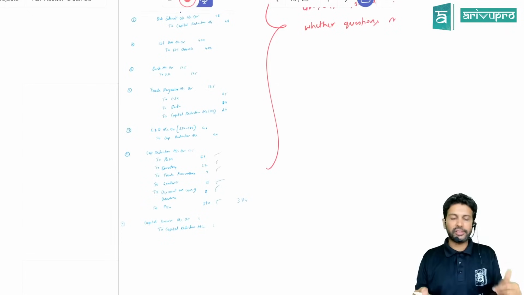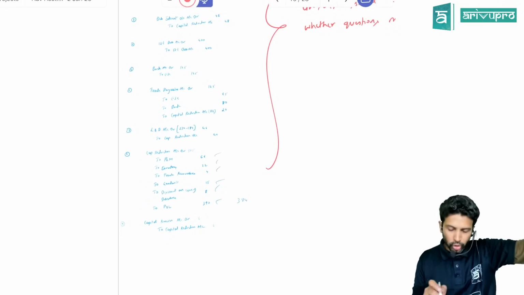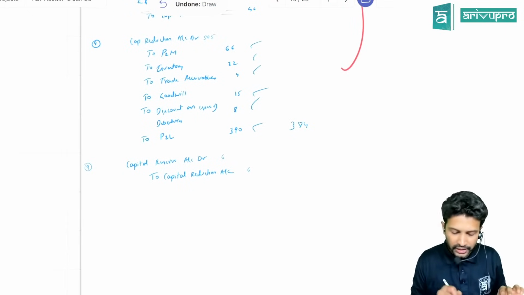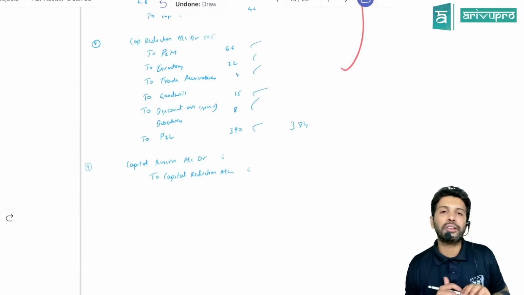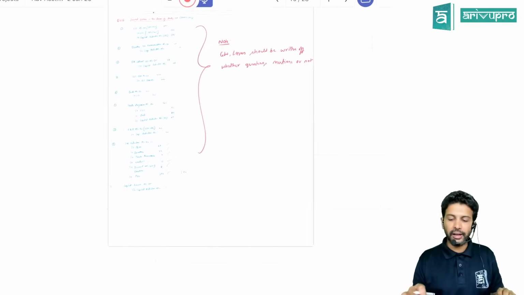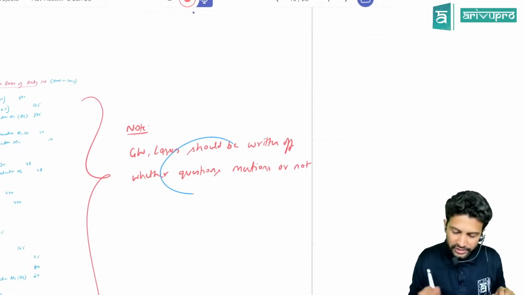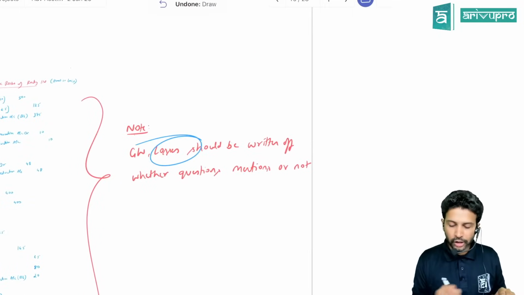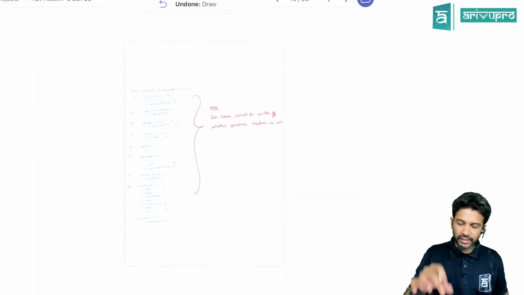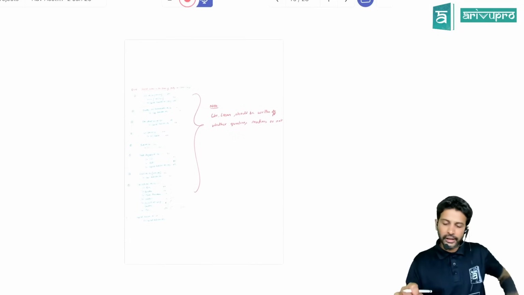So one good thing is, in fact, 3 new things. One is on goodwill. Another one is discount on issue of debentures. Another one is if you have any extra reserves like general reserve or capital reserve, can you use it? Yes. Those are the 3 takeaways of this particular MTP question. This is a note which ICAI has given in the problem: goodwill, losses, etc. should be written off whether the question mentions it in the problem or not. That's the exact note they have given, which I have copied for your reference.